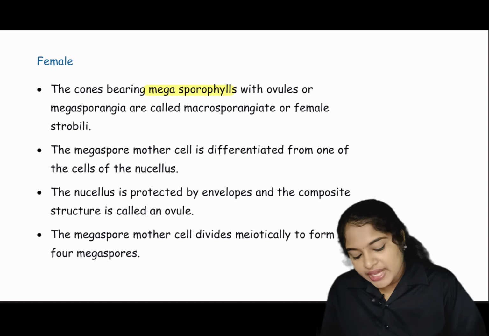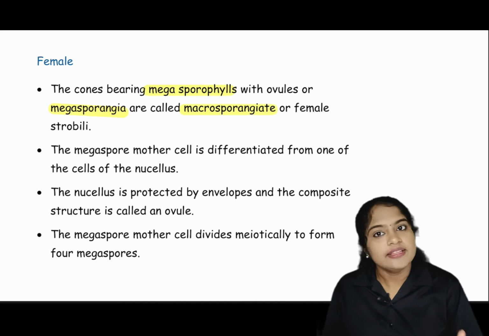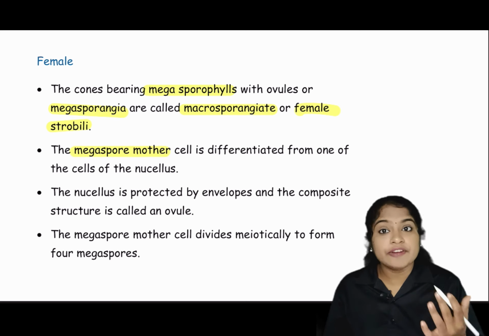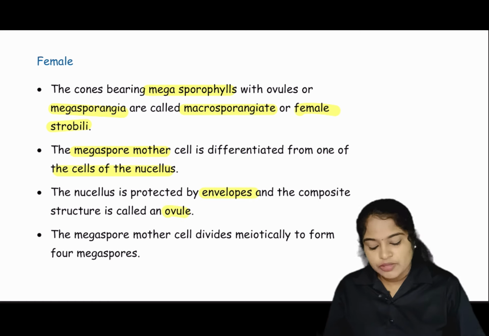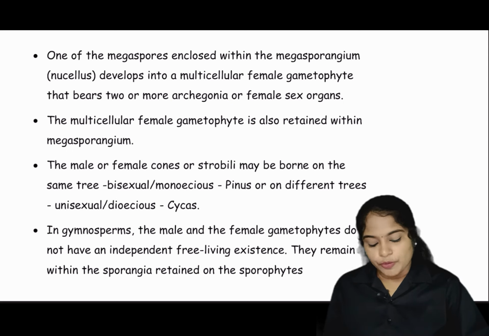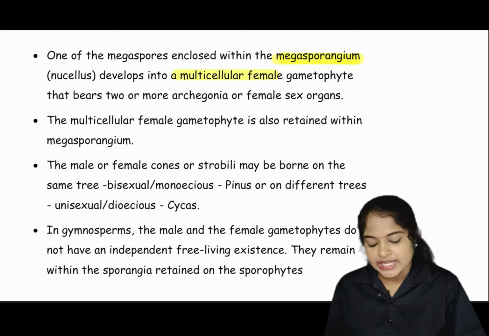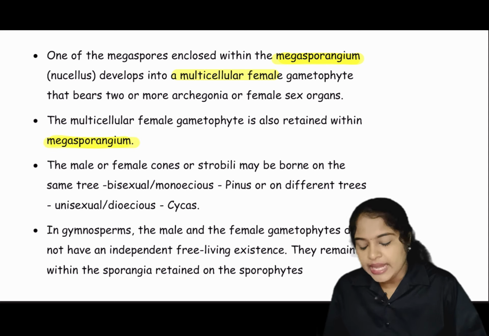The cones bearing megasporophylls with ovules or megasporangia are called megasporangiate, or this is also called the female strobili. The megaspore mother cell is differentiated from one of the cells of the nucellus. This nucellus is protected by envelopes and the composite structure is called the ovule. So the megaspore mother cell divides meiotically to produce megaspores. One of the megaspores, which is enclosed within the megasporangium, will develop into a multicellular female gametophyte, and this bears 2 or more archegonia, or the female sex organs. The multicellular female gametophyte is also retained within the megasporangium.